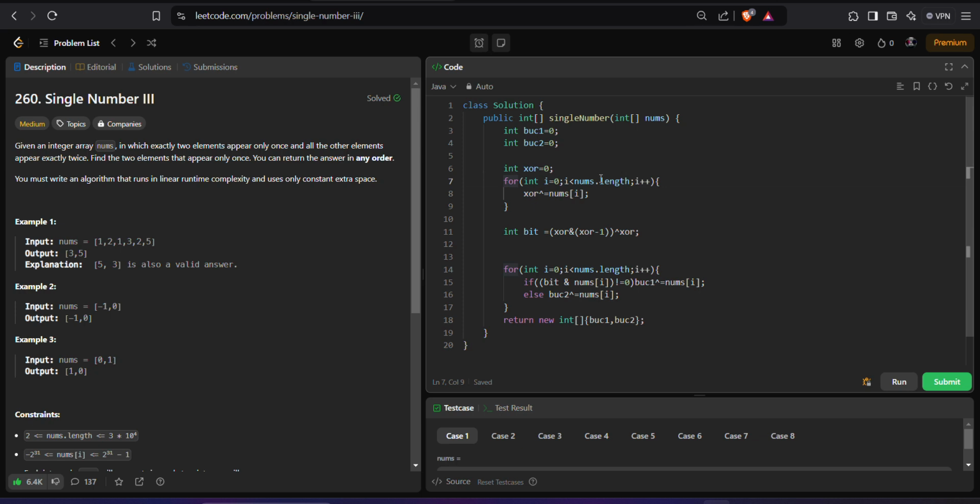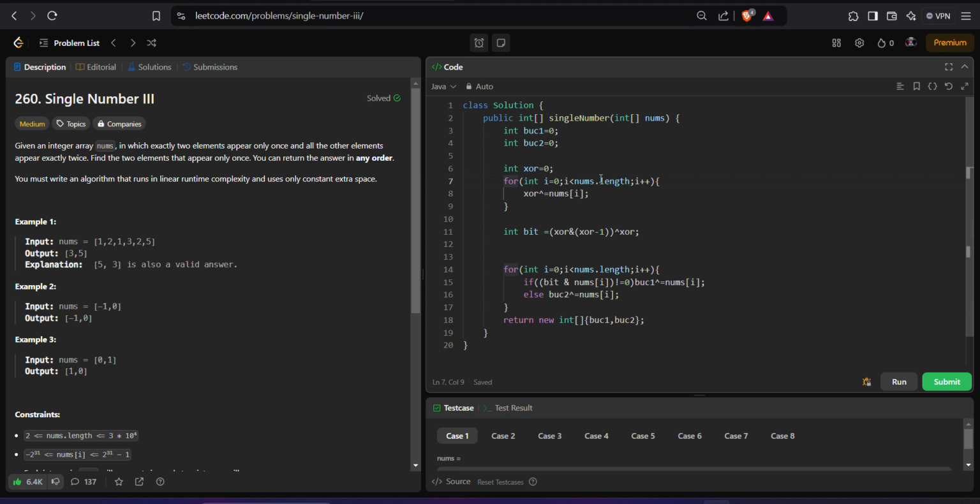Back. Today's question is Single Number 3. We are given an integer array where every element appears twice, but only two elements appear only once. We need to return those two elements in a new array in any order. And we are required to write an algorithm that runs in linear time and uses constant extra space.